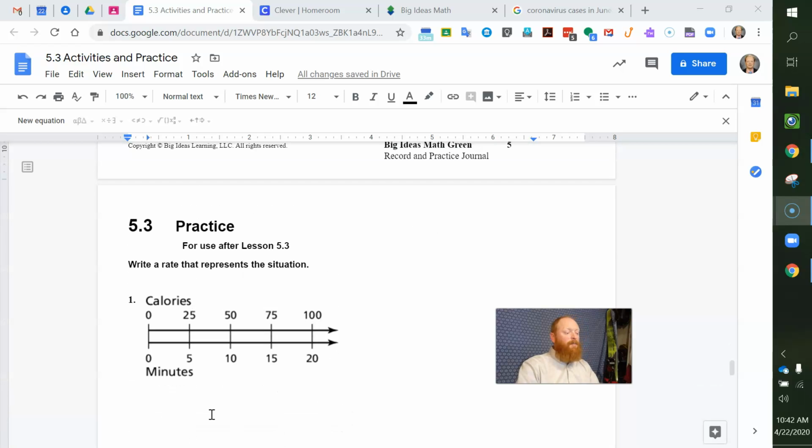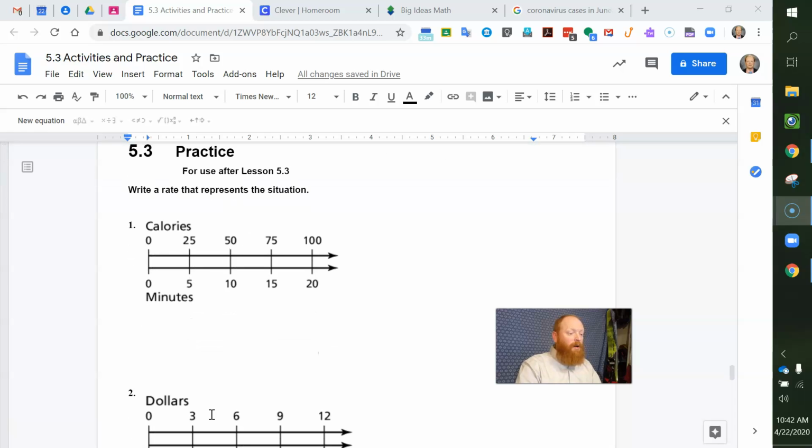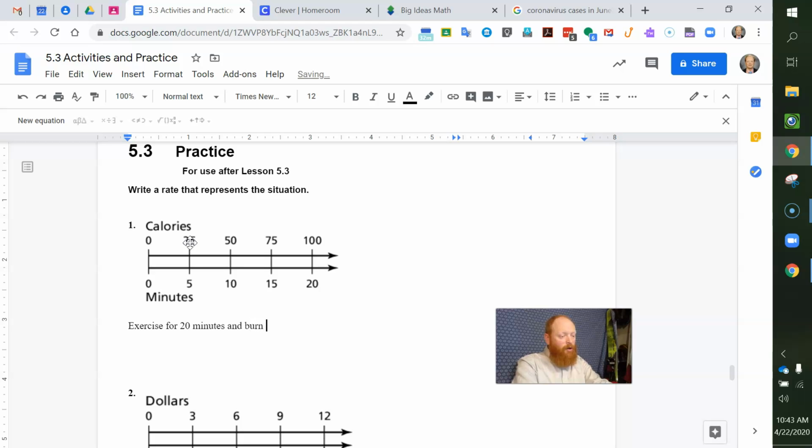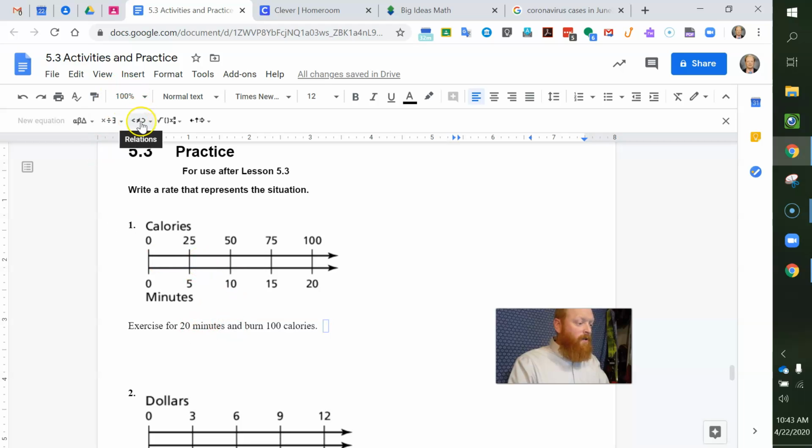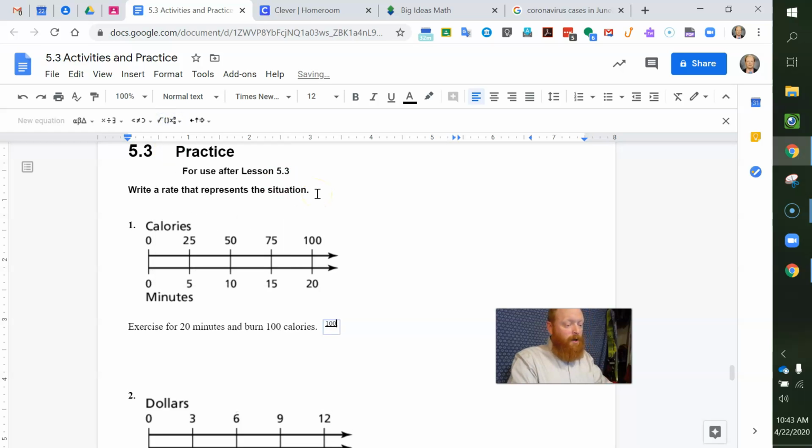All right, so here's the practice. Write a rate that represents a situation. Okay, so we can exercise for 20 minutes and burn 100 calories for people who are dieting. And we can write that as an equation. Remember, time goes on the bottom. So, wrong thing. This would be 100 calories in 20 minutes.